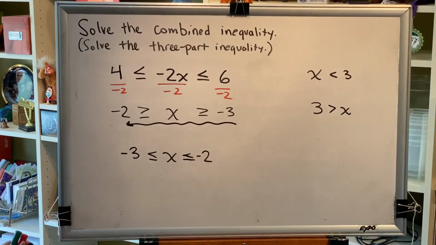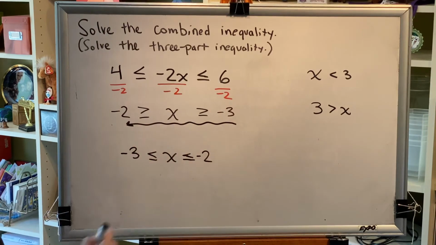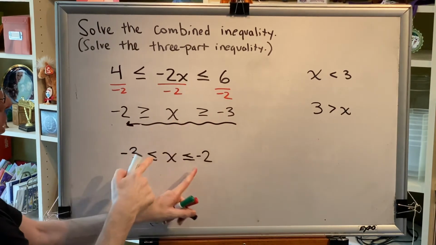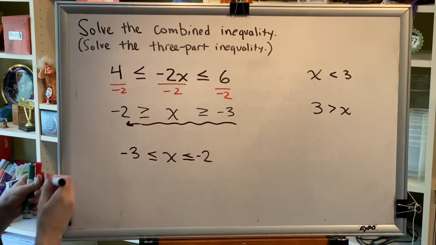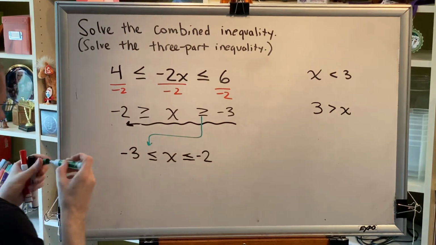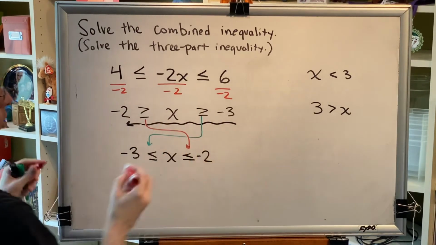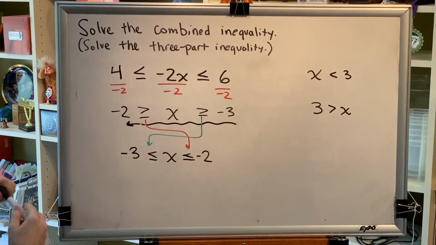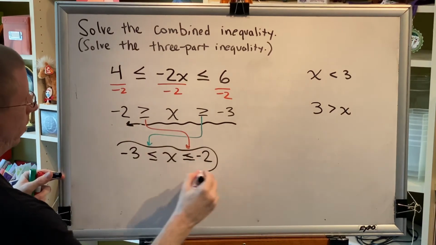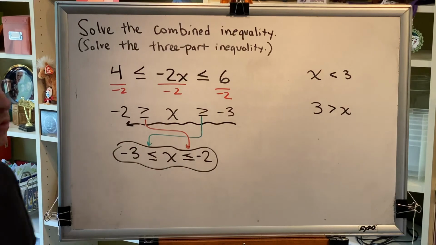Notice that by doing this, we have swapped the two outside edges and swapped both of our inequality symbols. And to be clear, this symbol went here, and this symbol, when swapped, went here. So our final answer is negative 3 is less than or equal to x is less than or equal to negative 2.